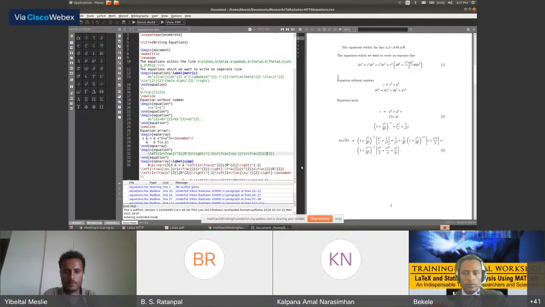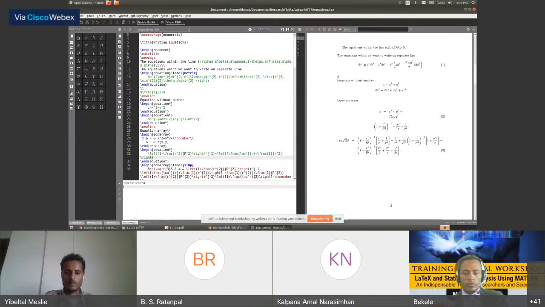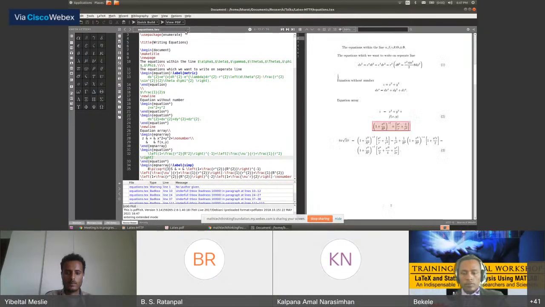So what I need to write is \left and \right. So this will make the brackets extendable. Is it okay? Yes, sir.